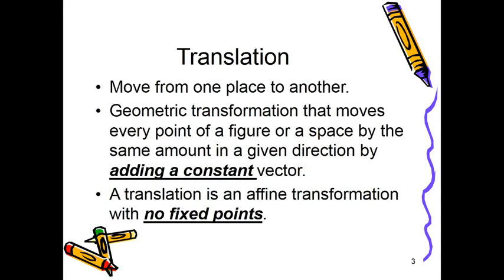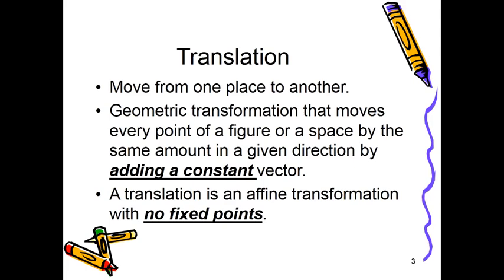Translation. The dictionary meaning of translation is to move from one place to another. You can also say that it is a geometric transformation that moves every point of a figure or a space by the same amount in a given direction by adding a constant. Now here's a keyword here, by adding a constant. Please remember this, we will be going to use it in a while.